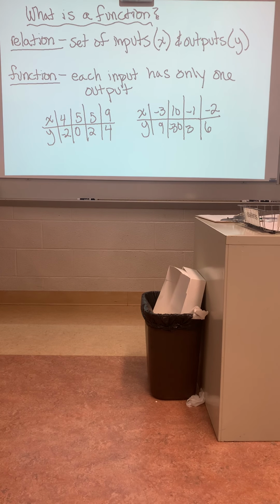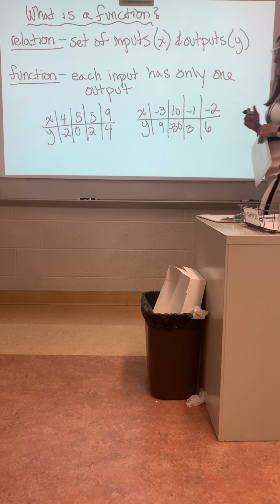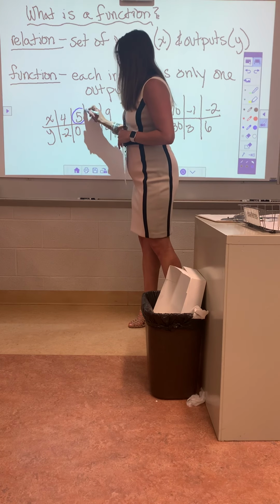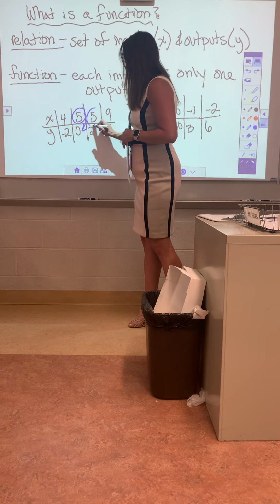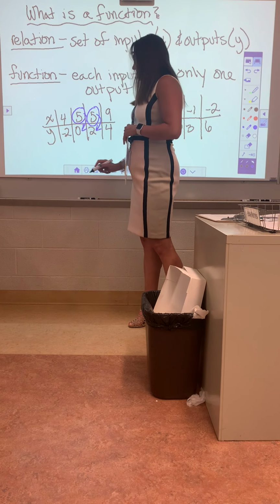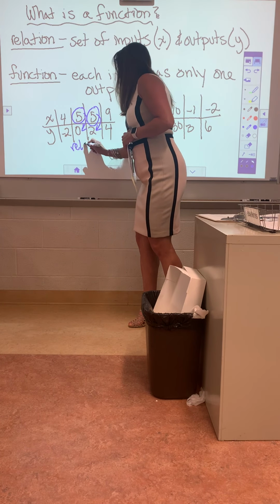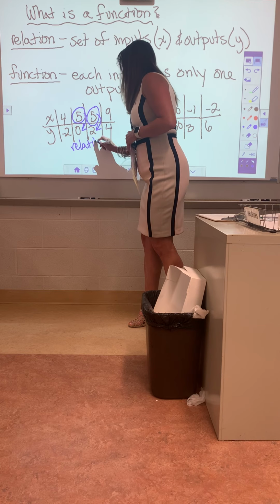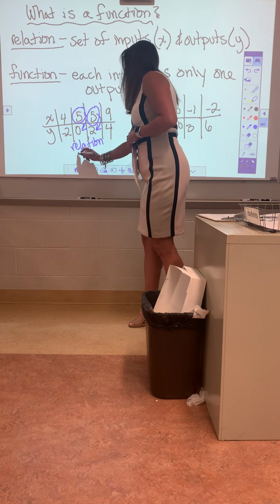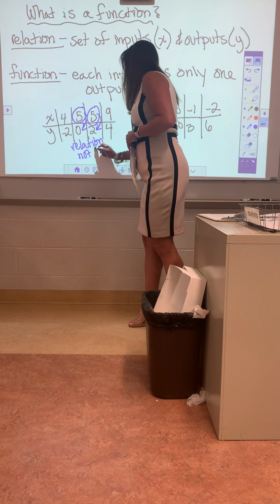All right, what do we think about the first one? Thumbs up if it's a function, thumbs down if it's not. Okay, lots of people are saying thumbs down. The issue here is 5 gives us an output of 0, and 5 gives us an output of 2. So this is a relation because it has inputs and outputs, but it's not a function.